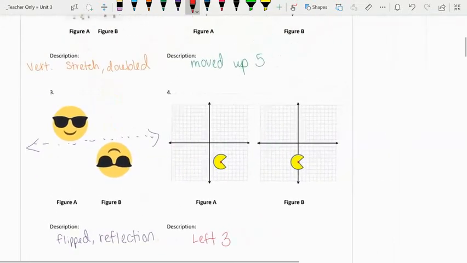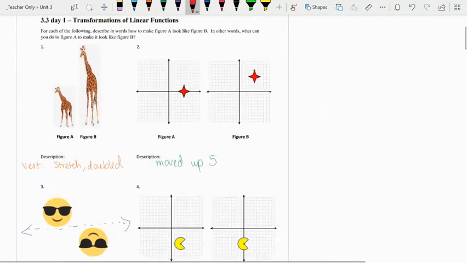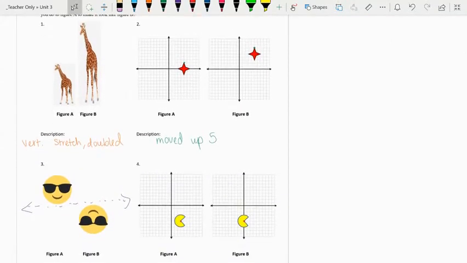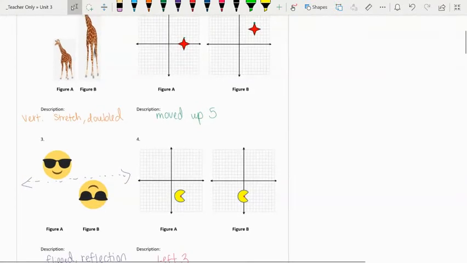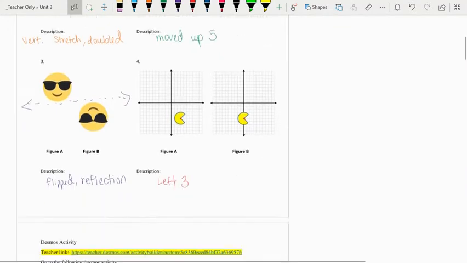Okay, but this is a big foundation of what we're doing today, and we're going to start turning it into functions and putting it in function notation as well. But we're going to base it off of graphs too. Okay.